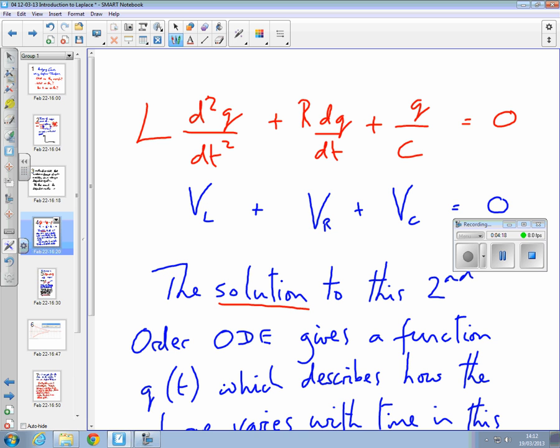Okay. The rate of flow of charge with time, measured in amps. 1 amp is 1 coulomb per second. The rate of flow of charge. So in other words, this is another name for the current. So this is the current.